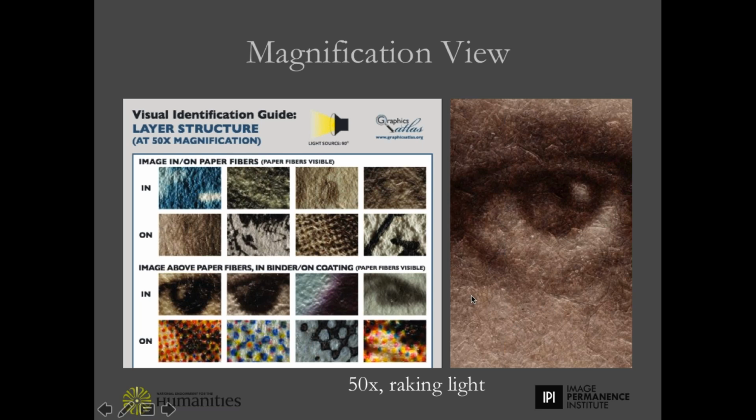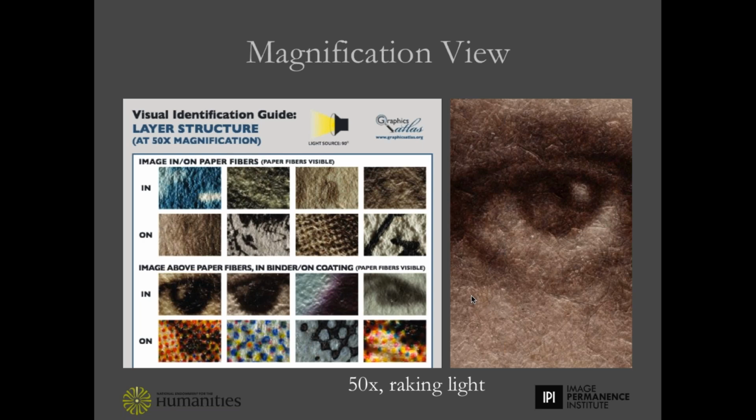Remember to practice. Look at plain pieces of paper of differing textures and thicknesses. Use magnification and raking light to train your eye so that you know what paper fibers look like, so you know what you're looking for. Anytime we look at things with magnification, everything looks totally wild. So practice, practice, practice. Now we need to determine where the image is in relation to the paper fibers.